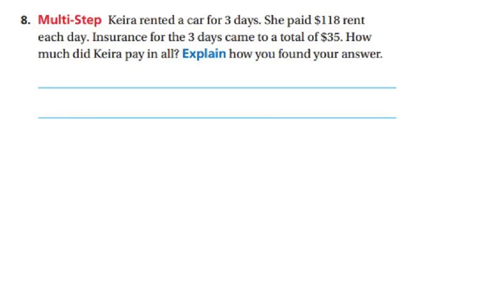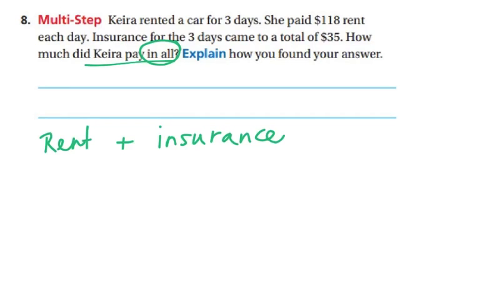Then they want us to explain how we found our answer. So it's interesting, they're asking us, how much does she pay in all? This seems like I'm going to be adding some amounts together. So I know she pays rent for the car, and I know she also pays insurance for the car. So I'm going to have to figure out how much each of those was and then add them together. So I'm going back to the problem.